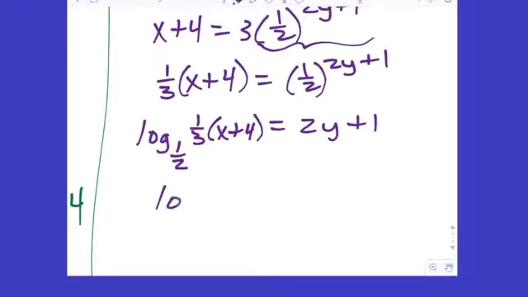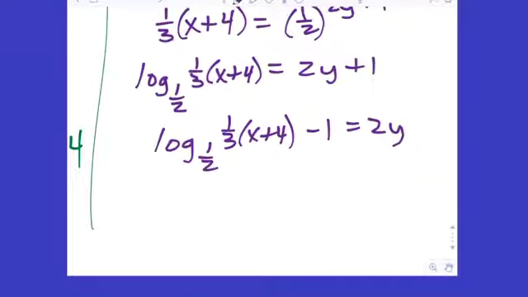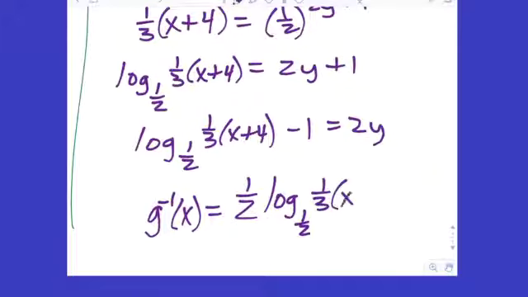So when you subtract 1, you get the same left side, but now a minus 1, and that equals 2y. And when you divide through by 2, I'm going to put the y on the left, and I'm going to call it g inverse. So instead of dividing the whole thing by 2, we'll just multiply both sides by another 1/2. So we'll have 1/2 log base 1/2 of 1/3 x plus 4, and then minus 1.